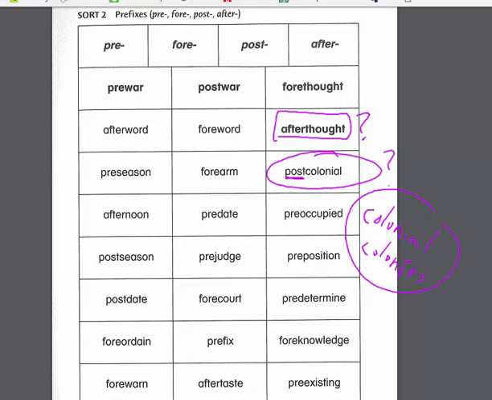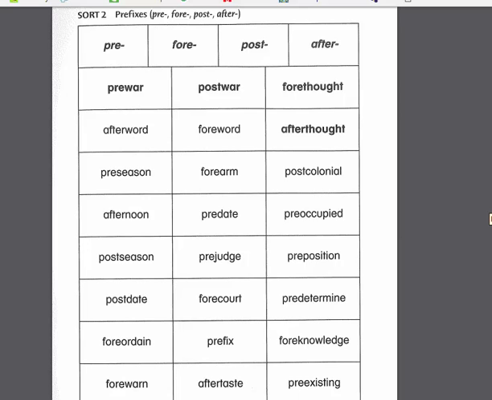Post means after. Alright, what you're going to do is you are going to cut out your words, sort them into your 4 categories, and then just say each word as it appears in that category. Once you've done that, move on to the next thing in your guided reading menu. Excellent job, guys.